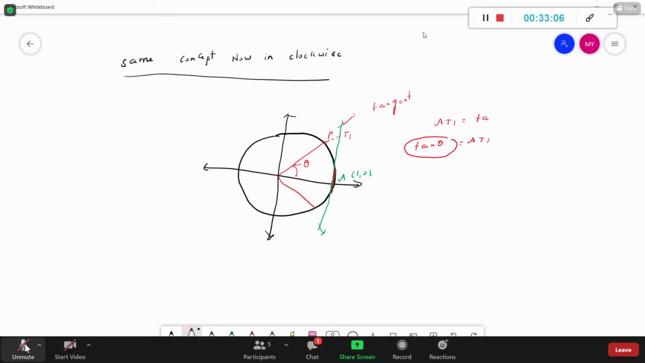So what is your question, madam? So all your quadrants Q2, Q3, Q4, when you're drawing a line or extending it to touch this line, the point where it touches, you have to measure A to that point. That is the definition of tan theta.